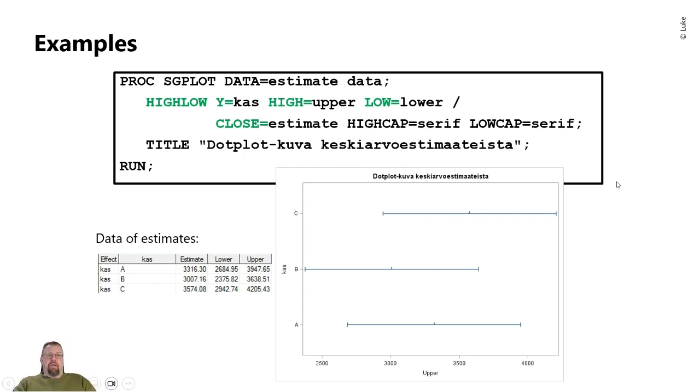Then another example is using this high-low statement. I think this statement is maybe meant for drawing some plots about the stock market, but we can also use this for other purposes, and here I have used it to draw a so-called dot plot image.